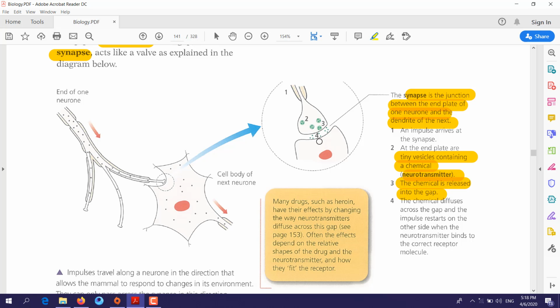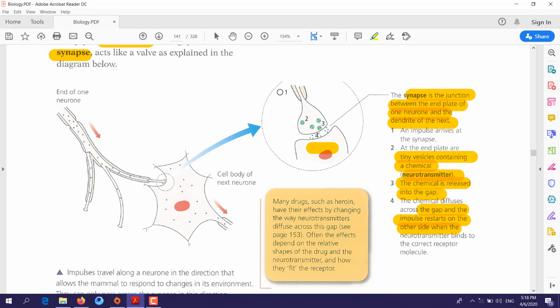Then after that, these chemicals will diffuse across the gap until they reach the other cell. The chemicals diffuse across the gap and the impulse restarts on the other side. Again, the mechanism of the synapse, how it works. We have 4 steps.